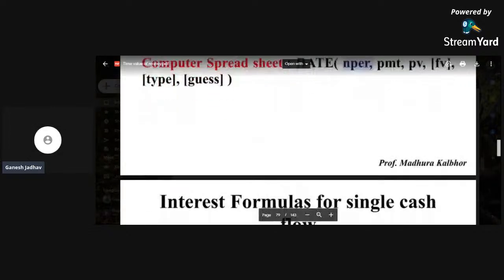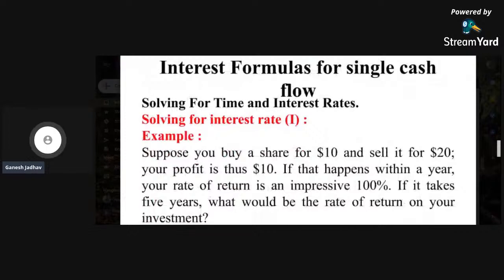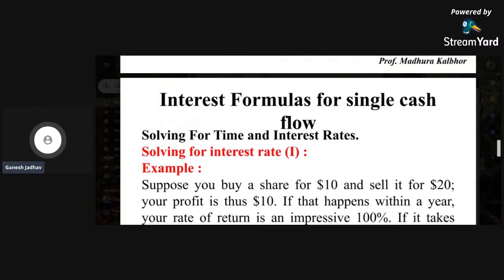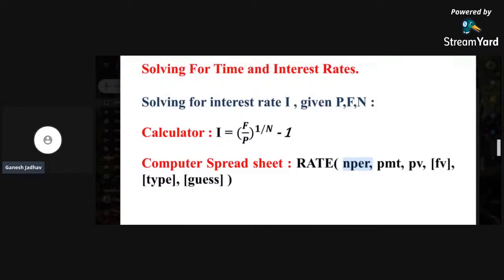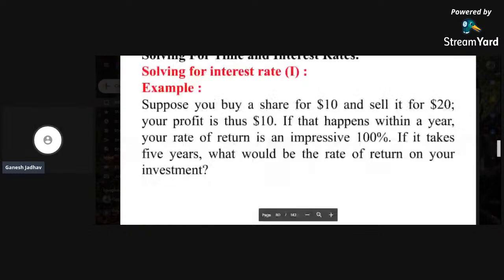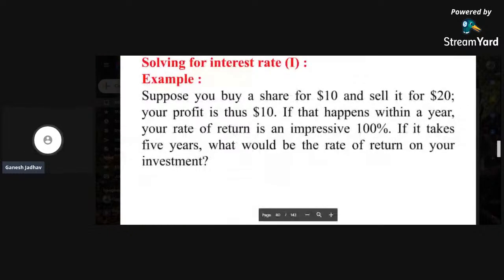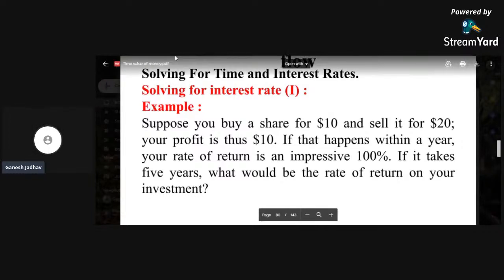Then this is the example of how you have to solve the interest rate by using the formula i is equal to F divided by P, in bracket raised to 1 by n, minus 1. They give you an example of solving the interest rate. Suppose you buy a share of, so what is the example?